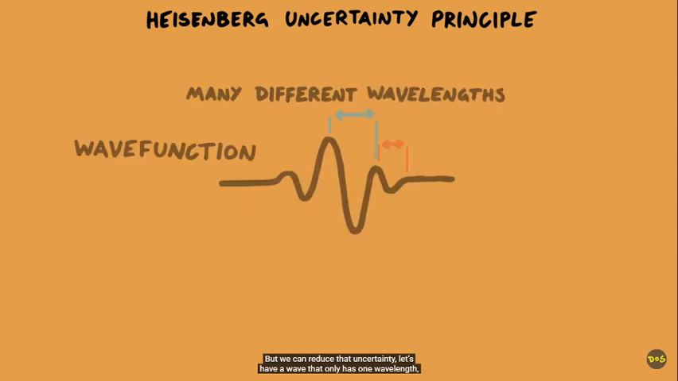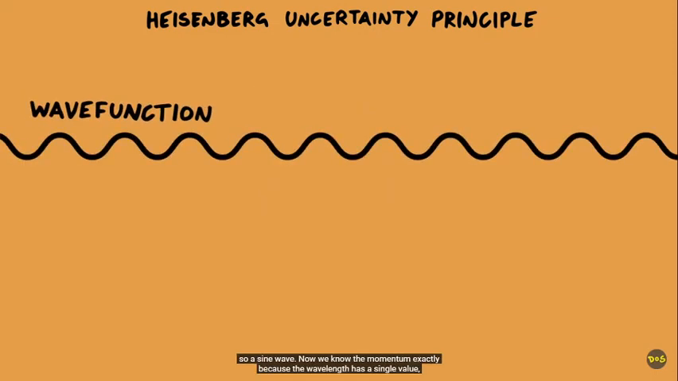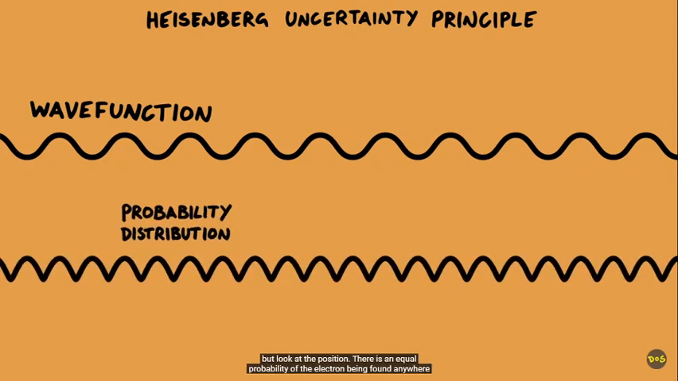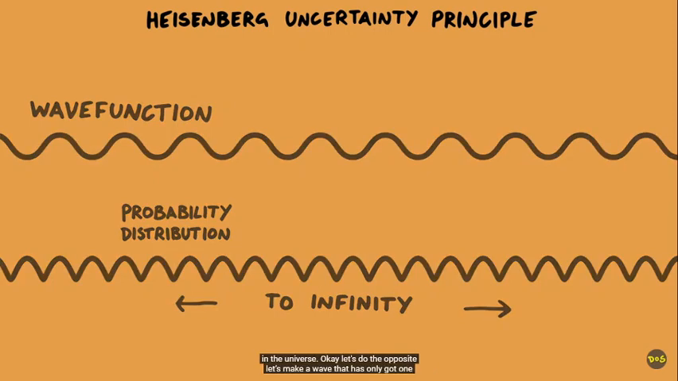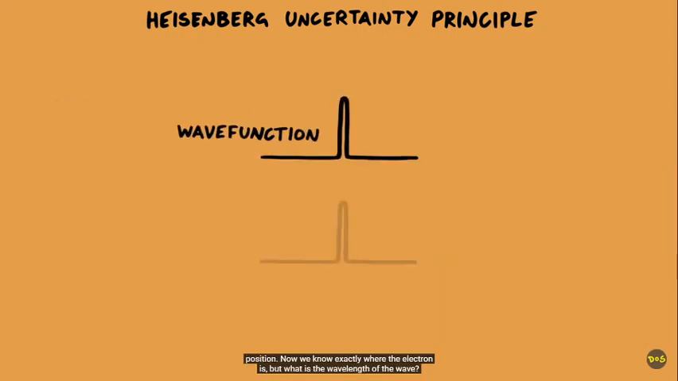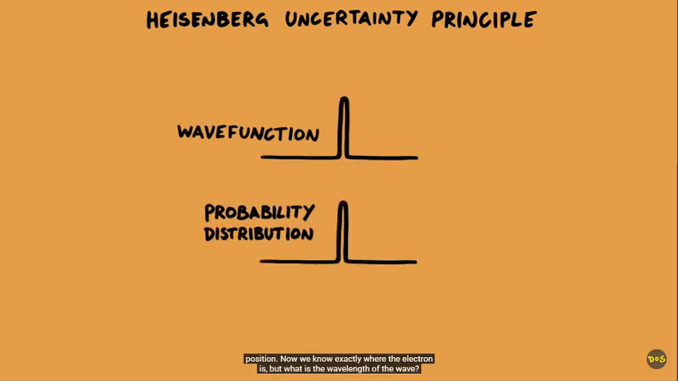Let's have a wave that only has one wavelength, so a sine wave. Now we know the momentum exactly because the wavelength has a single value. But look at the position. There's an equal probability of the electron being found anywhere in the universe. Okay, let's do the opposite. Let's make a wave that has only one position. Now we know exactly where the electron is, but what's the wavelength of this wave? Now the wavelength is very uncertain.